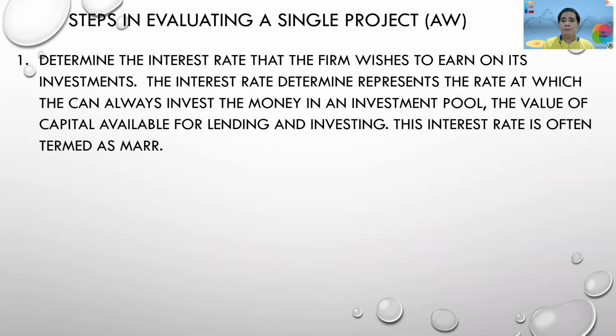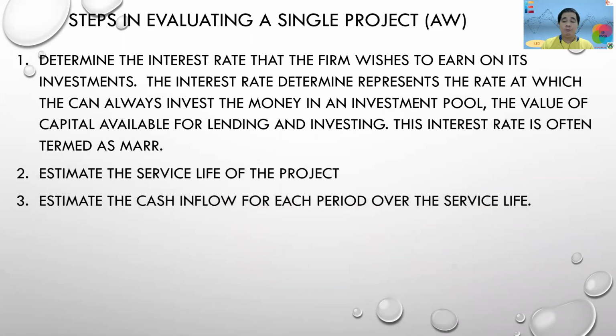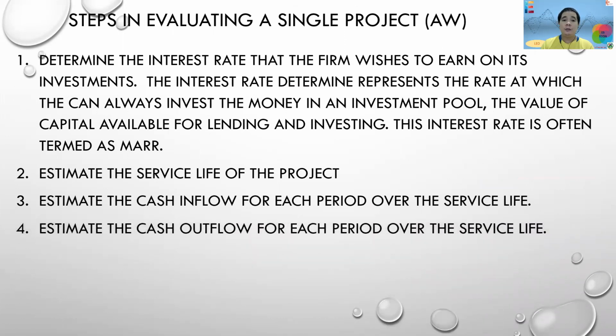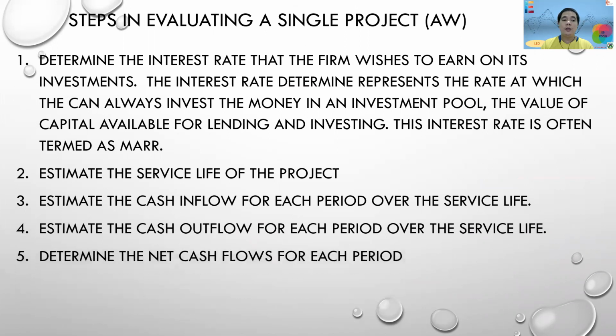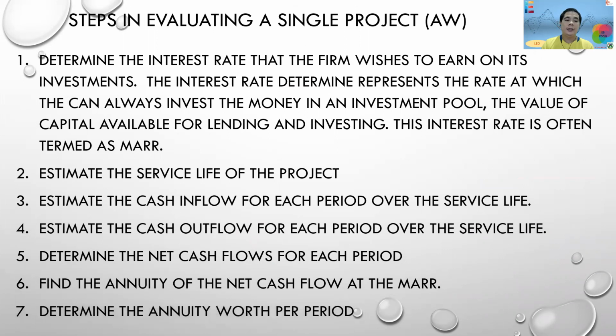When it comes to the steps, steps 1 up to step 6 are the same as for net present worth. Still, you'll have to determine, number 1, the interest rate or the MARR. Number 2, the service life of the project. Number 3, the cash inflows. Number 4, the cash outflows. Number 5, the net cash flow for each period. Number 6, the annuity net cash flow at the MARR. And determine the annuity worth for every year.